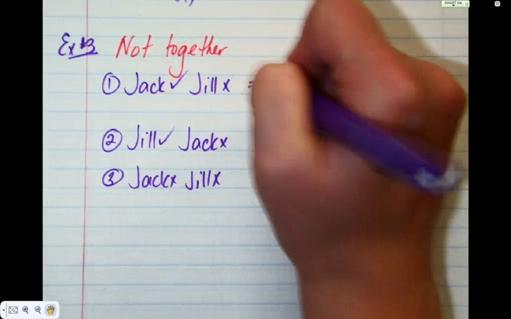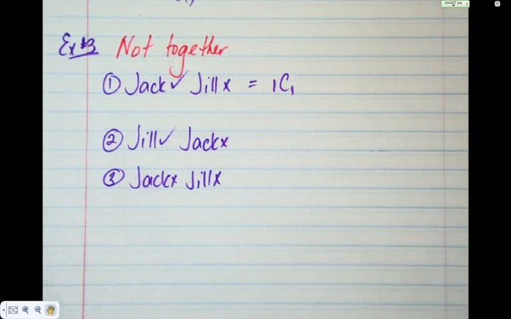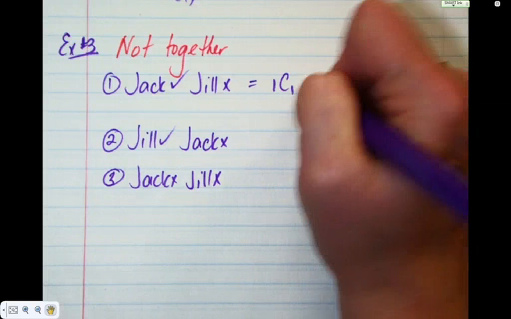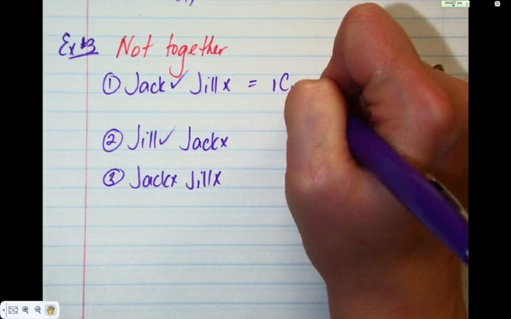Okay, so if we pick Jack, that's a 1C1. We can't have Jill, so we started with 8. Jack is gone, Jill is gone. How many are left? 6.